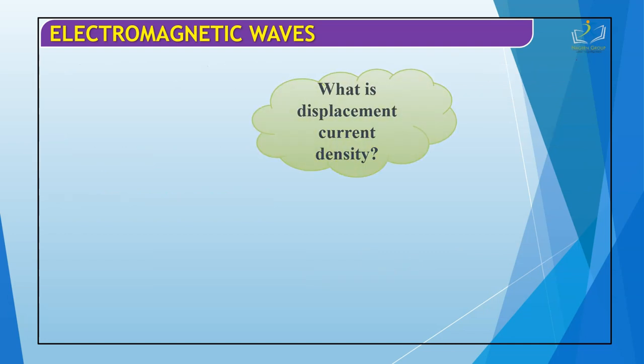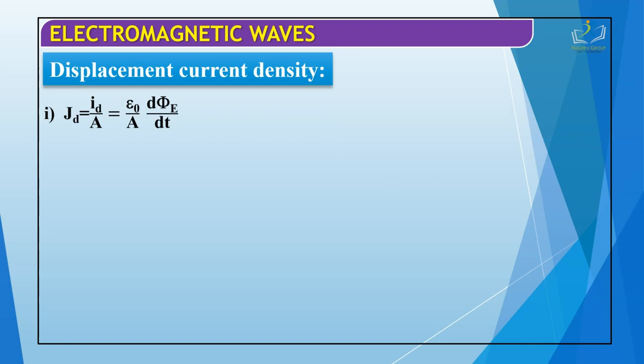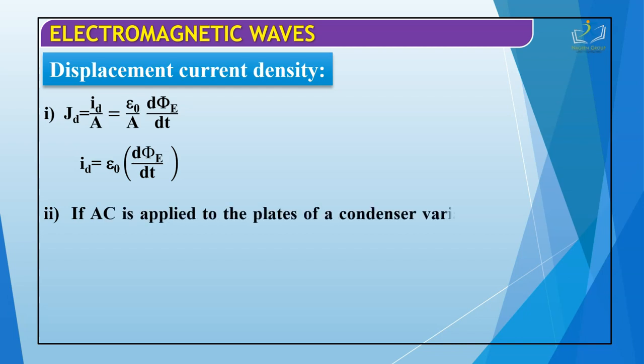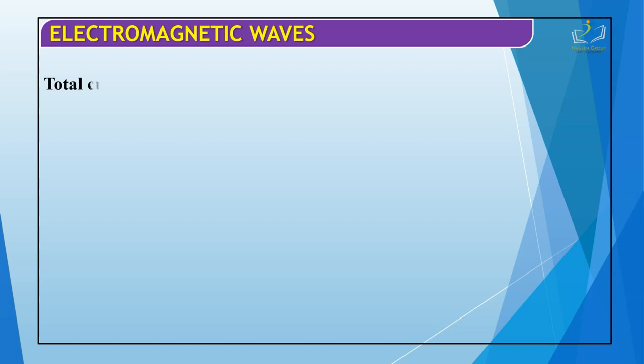What is displacement current density? Displacement current density is the displacement current per unit area. J is equal to I_D by A, which is epsilon naught A by A times d phi by dt. So I_D is equal to epsilon naught d phi by dt. If AC is applied to the plates of a condenser, a variable magnetic field with the same frequency is produced. That means I_D is equal to epsilon naught A times d phi_E by dt.